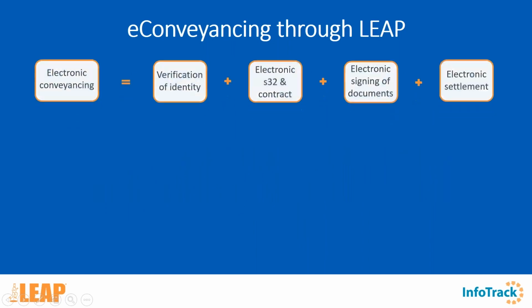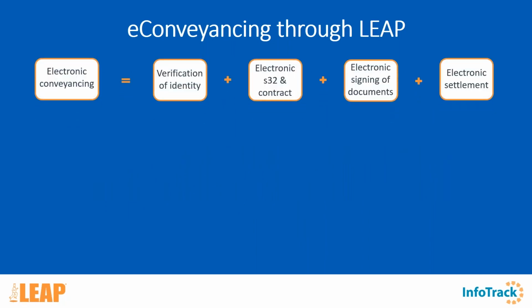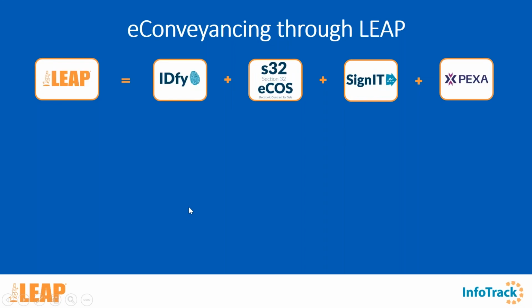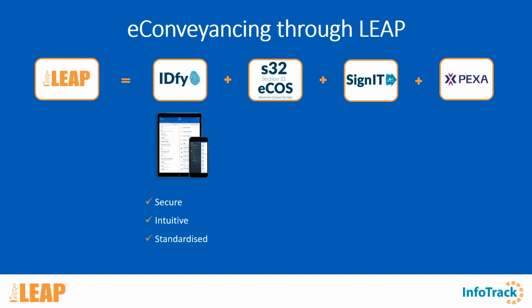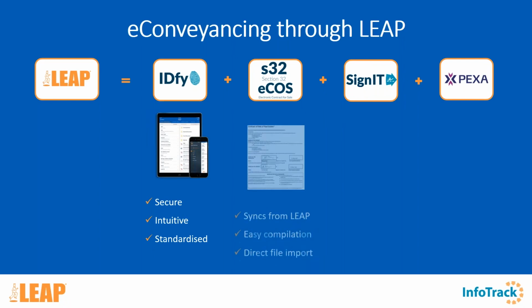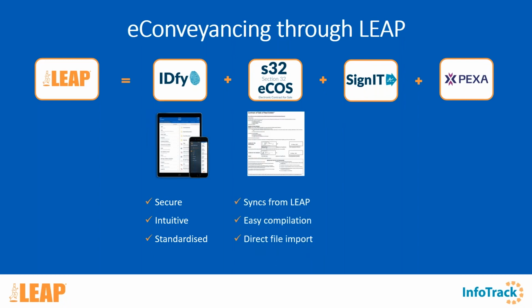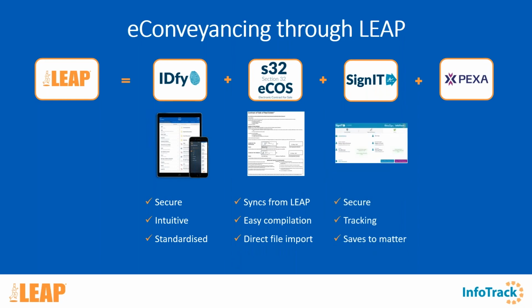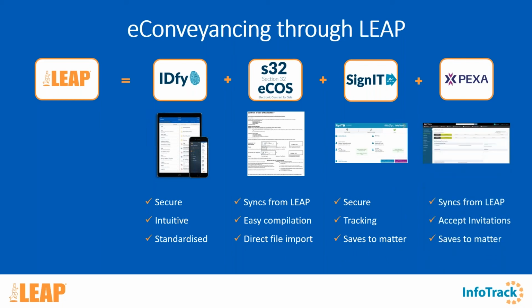So let's take a closer look at eConveyancing through LEAP. Starting from LEAP, flowing through to your verification of identity, you have access through the LEAP app, which I'm going to take you through a demonstration of that now. Following on to preparing your smart Section 32 and contract for sale, how to have those documents signed electronically, and finally, finishing with your PEXA workspace, straight from LEAP, all the way through to PEXA, populating your data and allowing only one single sign-on from LEAP.